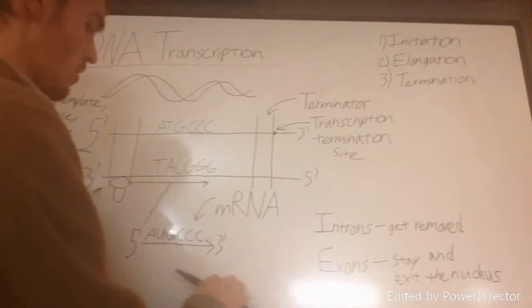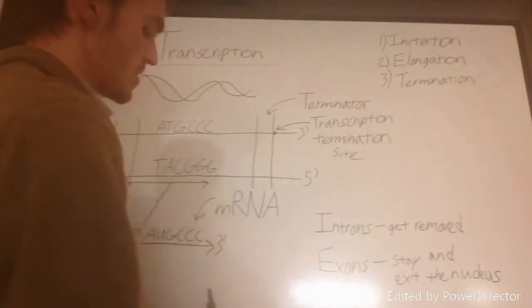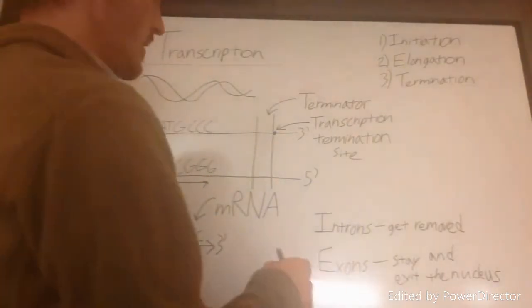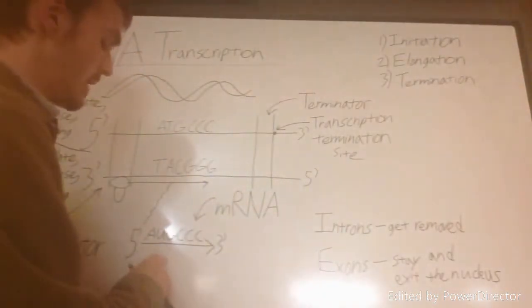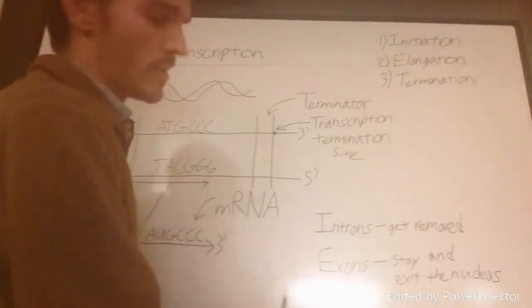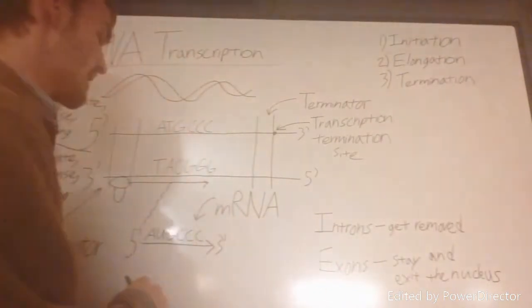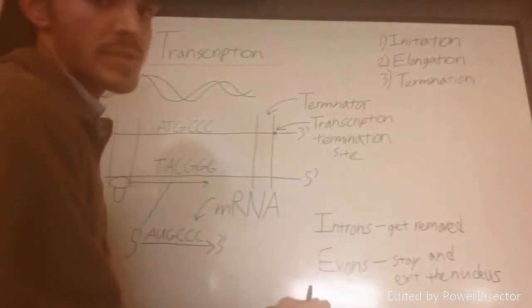Now, once we have our mRNA, it undergoes some changes known as editing, and introns and exons are within the mRNA transcript. Introns get removed because they are non-coding. However, exons stay and exit with the mRNA from the nucleus.